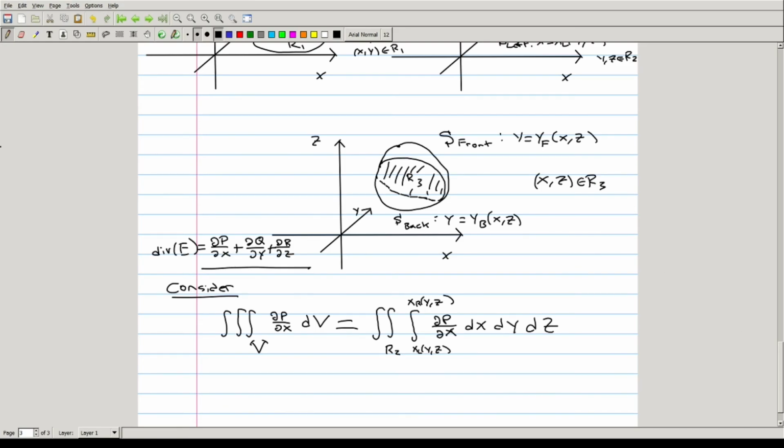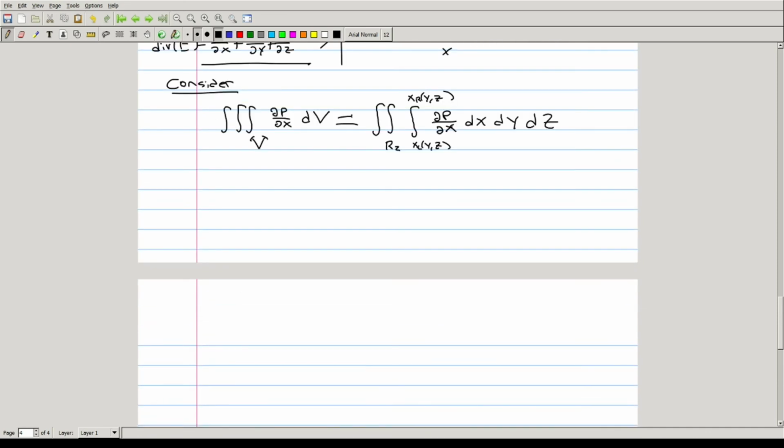And what's really nice about this expression is that we know exactly how to take this integral. This is saying take the definite integral of dP/dx with respect to x. So from the fundamental theorem of calculus, this is going to be P evaluated at x_R of (y, z), minus P evaluated at x_L of (y, z). The integration term that comes up when we do our partial integration ends up canceling, from the fundamental theorem of calculus.